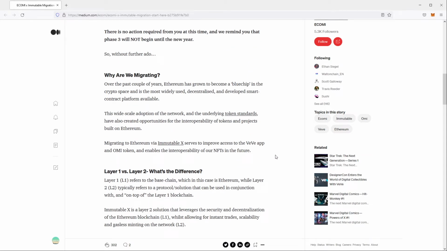Oh yeah, yep. And we're at why are we migrating here? It says over the past couple years, Ethereum has grown to become a blue chip in the crypto space, and we all know that. And widely used, decentralized, and developed smart contract platform available. This wide scale adoption of the network and the underlying token standards have also created opportunities for the interoperability of tokens and projects built on Ethereum. Migrating to Ethereum via Immutable X serves to improve access to the VV app and OMI token and enables the interoperability of our NFTs in the future.